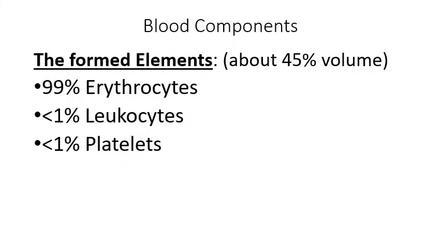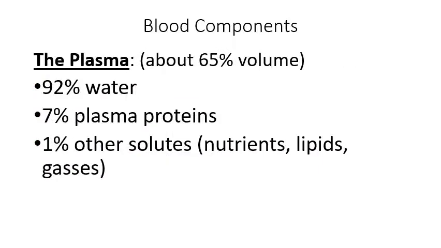Of the formed elements, 99% are erythrocytes, less than 1% are leukocytes, and less than 1% are platelets. If you look at the plasma, the liquid, it's 92% water, and then 7% of the volume of serum is made up by proteins, plasma proteins. Now, think about that. Can you think of any plasma proteins?